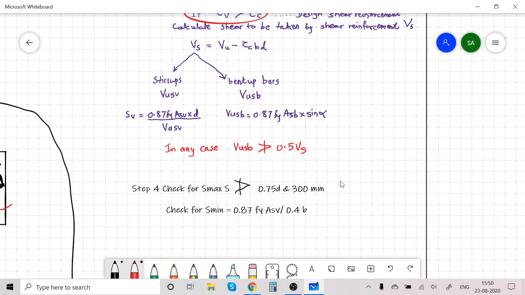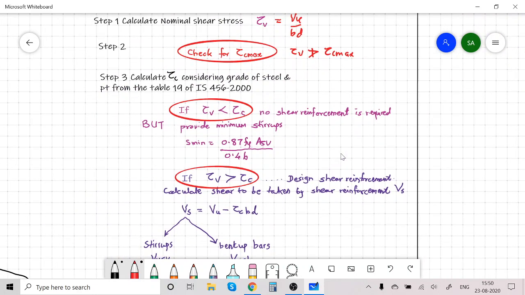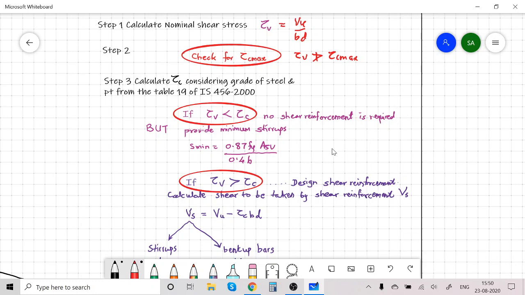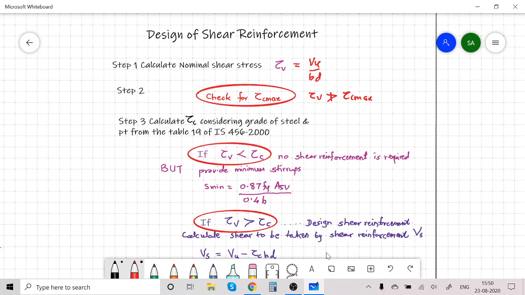Then step number 4, check for maximum spacing of stirrups, that should not be greater than 0.75D or 300 mm, whichever is less, and check for S minimum also, that is 0.87 Fy ASV upon 0.4 B. So these are the design steps of shear reinforcement. In the next lecture, we will actually solve some numerical problems of design of shear reinforcement. Thank you.